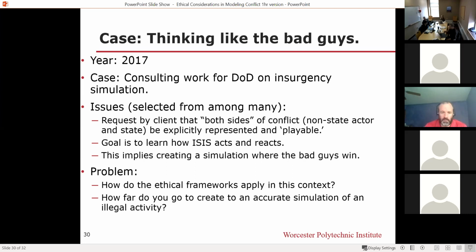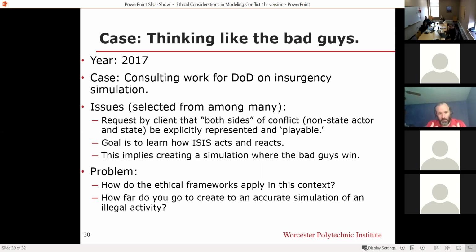There was another case that came up in simulation. To make an accurate simulation, you'll often be asked to think like the bad guys because you need to accurately represent them. So the client had requested that both sides, the non-state actor and the state, were explicitly represented and playable in the simulation game. The goal is to learn how ISIS acts and reacts. It's a very rational goal. It's a valid goal, and it made sense. You want your team to understand how the other team acts.